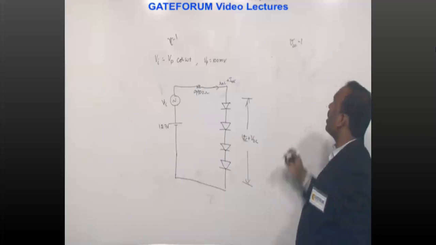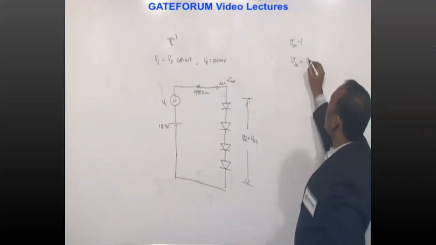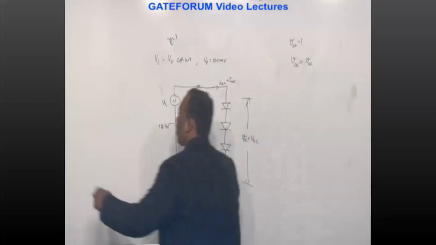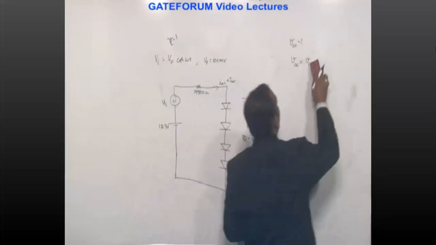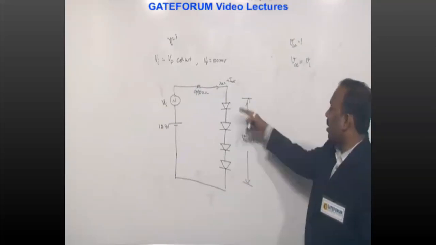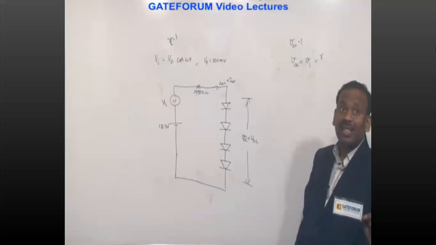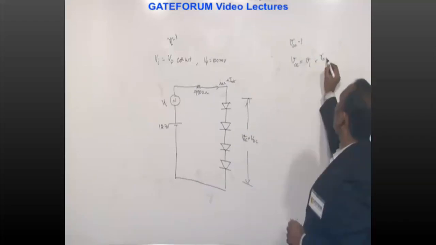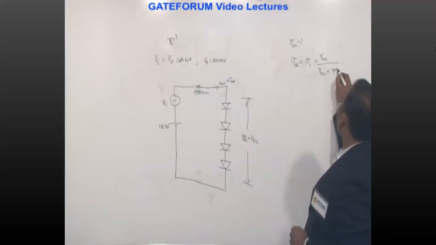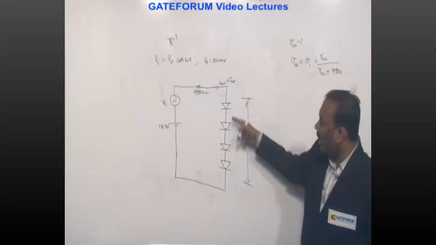What does the voltage divider theorem say? VAC equals the total supply voltage, that is Vi, times that resistance. That means here some resistance is there. What is that resistance? RAC over RAC plus 9900. That means we have to find out the RAC.